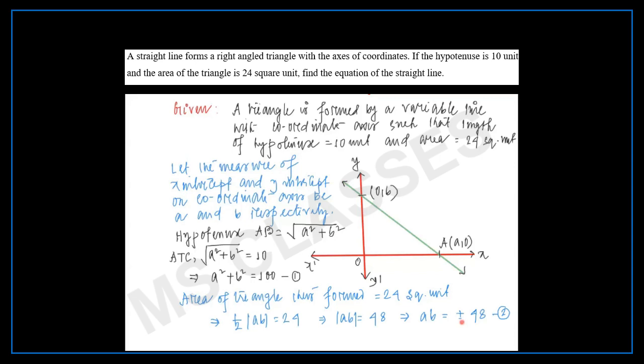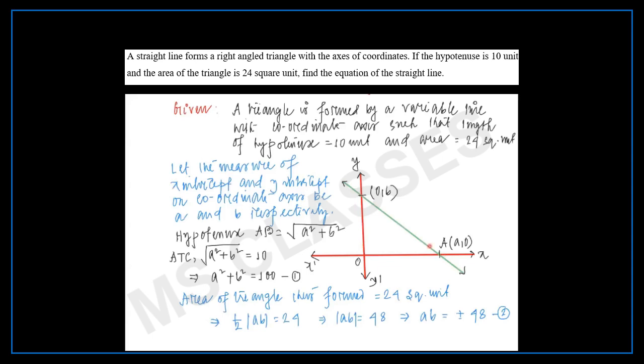And the second one we can take as A equal to minus 48 by B, or B as minus 48 by A. So there are two cases. Case one, we take B equal to 48 by A. Now by putting this value in equation 1, we can get the value of A and B. Once we get the value of A and B, then we can easily get the equation, which is our condition.